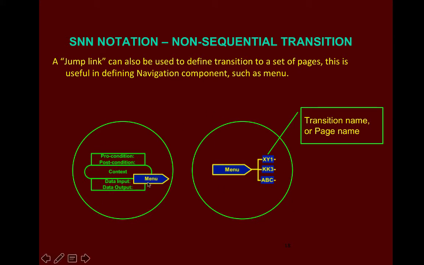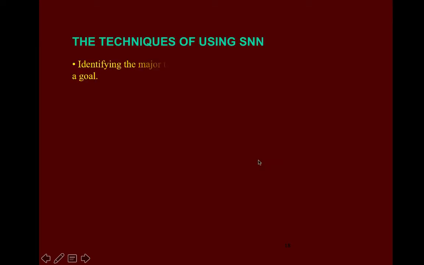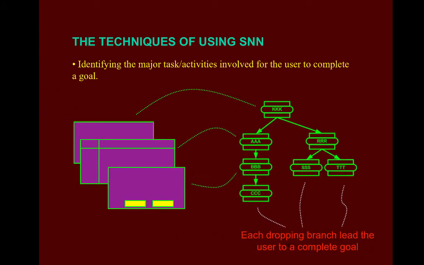And if this jump link happens to be a navigation bar, for instance, you can represent it this way. So that's the idea of an SNN. You try and represent the main pages of the website. So remember, it's a design notation, right? It does not necessarily represent every single detail, but at least the main pages of the website, the main flows through the website are all represented.